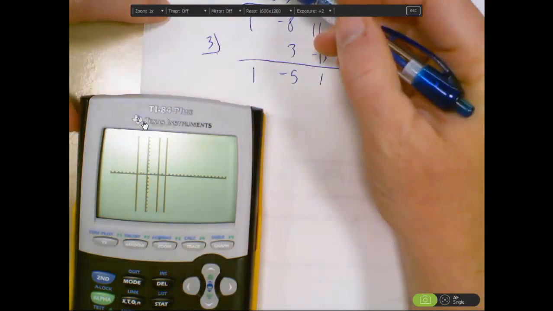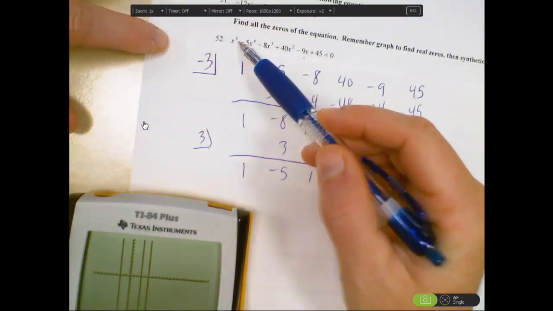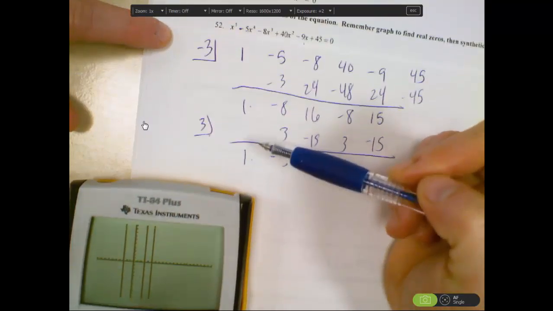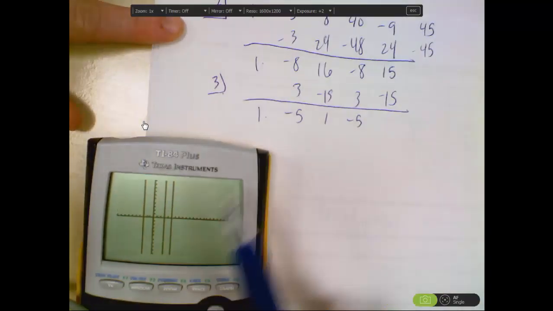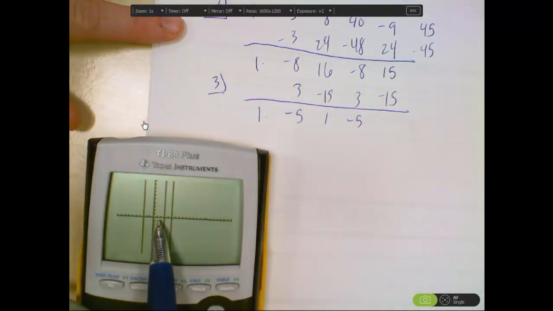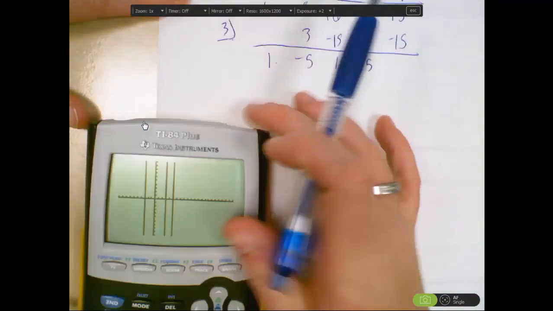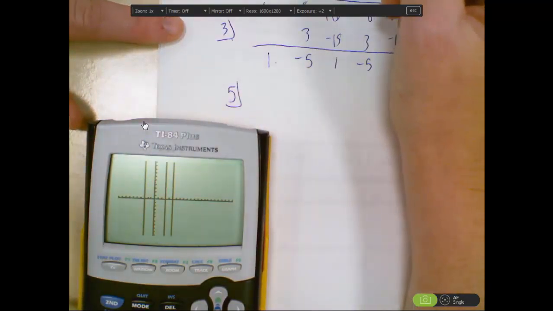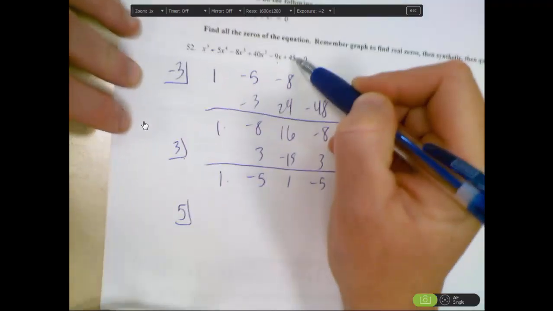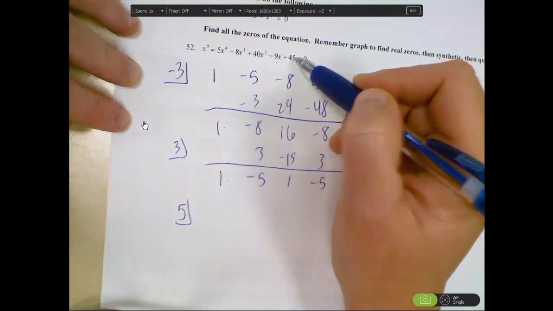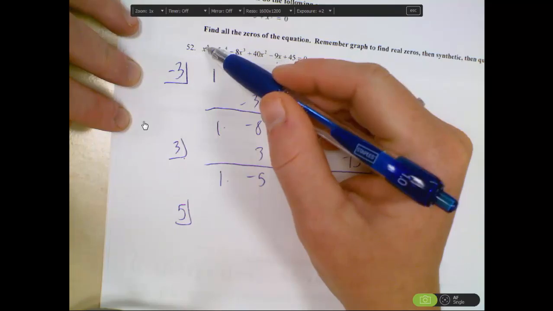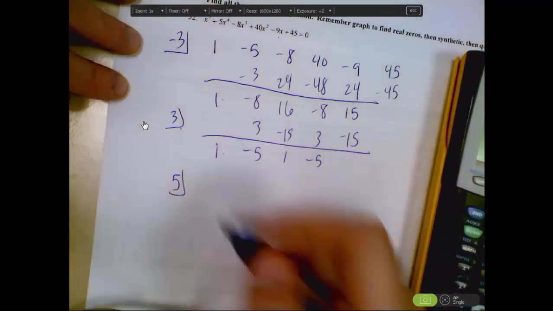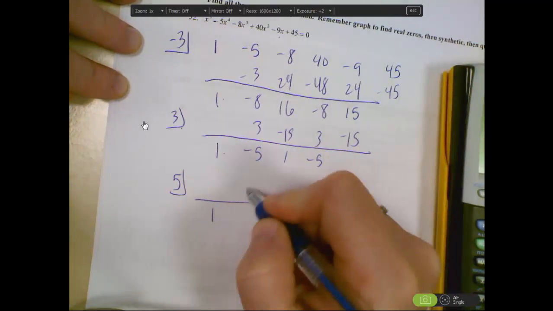So I went from a 5th degree at the beginning to a 4th degree to a 3rd degree. I need to do one more so I can get down to a quadratic. I could do second calc zero, but it looks like it's 5. Let's try 5. Now, all of these make sense, 3, -3, and 5, because they're all factors of 45, which if we use the rational root theorem, you know that the factors of this divided by the factors of the leading coefficient are all the possible rational roots. So it does make sense that these are possible rational roots.